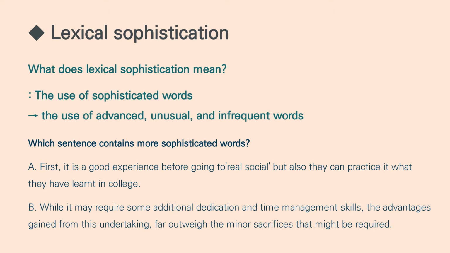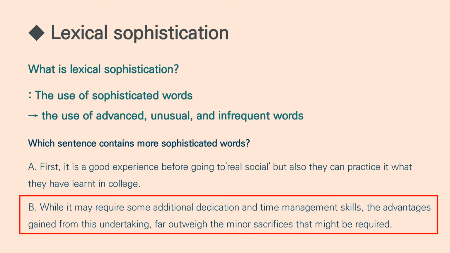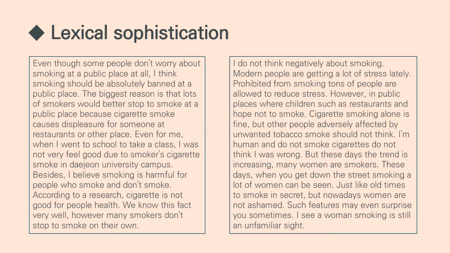For example, which sentence contains more sophisticated words? In other words, which sentence contains more difficult and infrequent words, A or B? When we look into each sentence and compare the words, we can say that sentence B is lexically more sophisticated. In this way, as a sentence has more difficult and infrequent words, the sentence is judged to have a higher level of lexical sophistication.